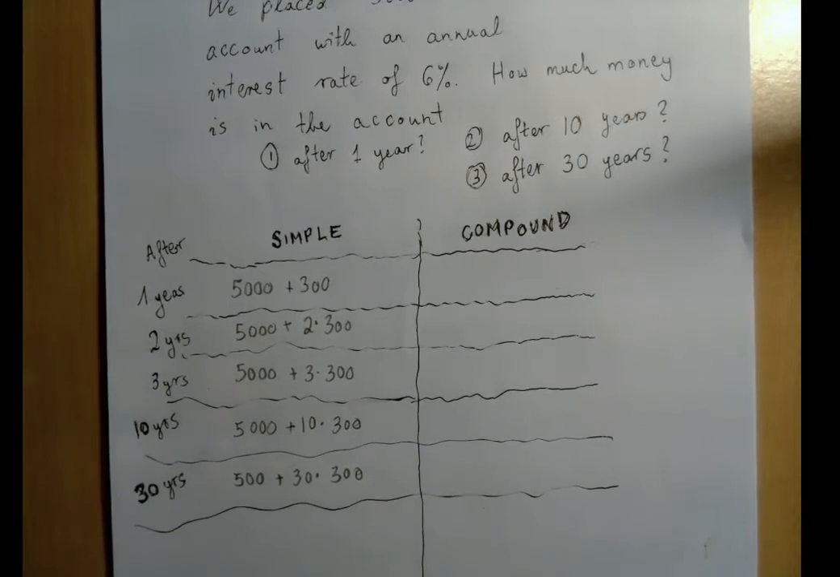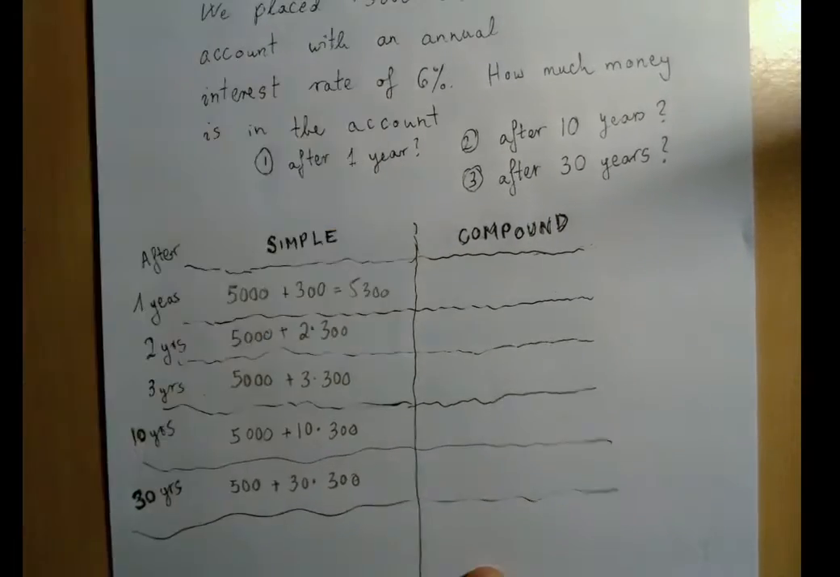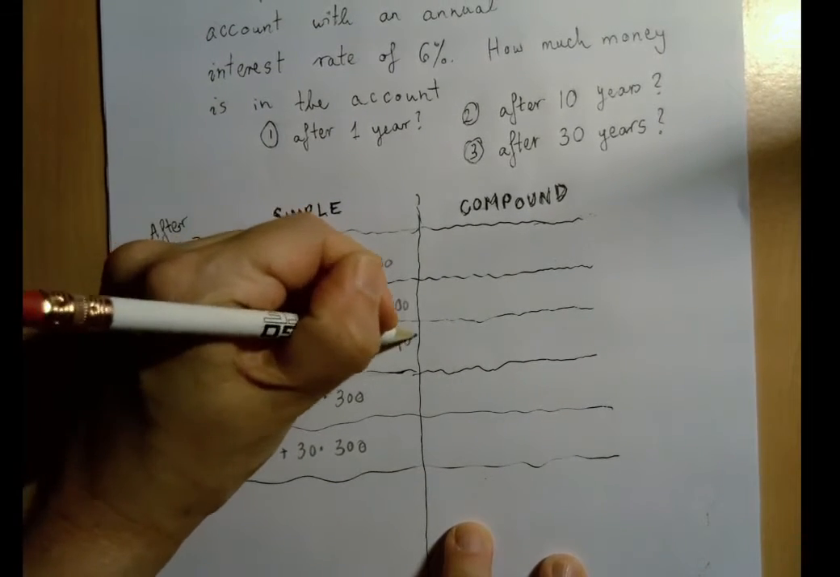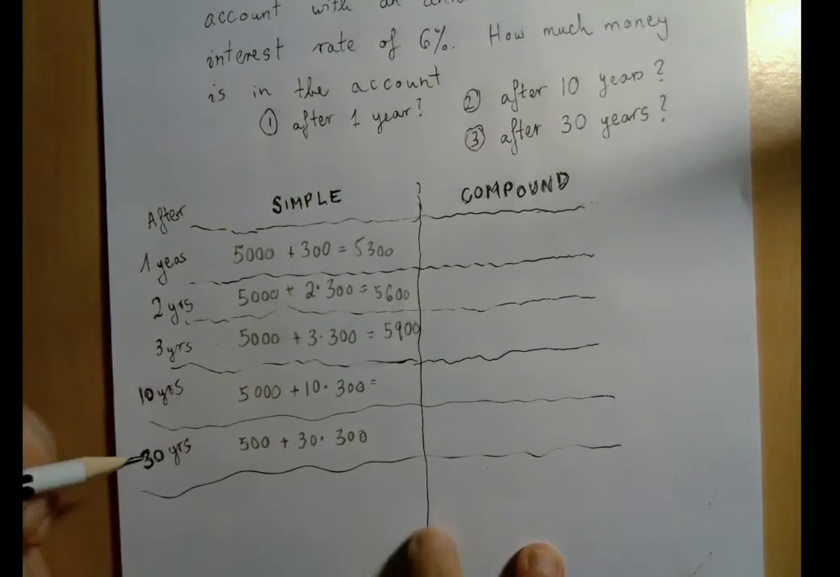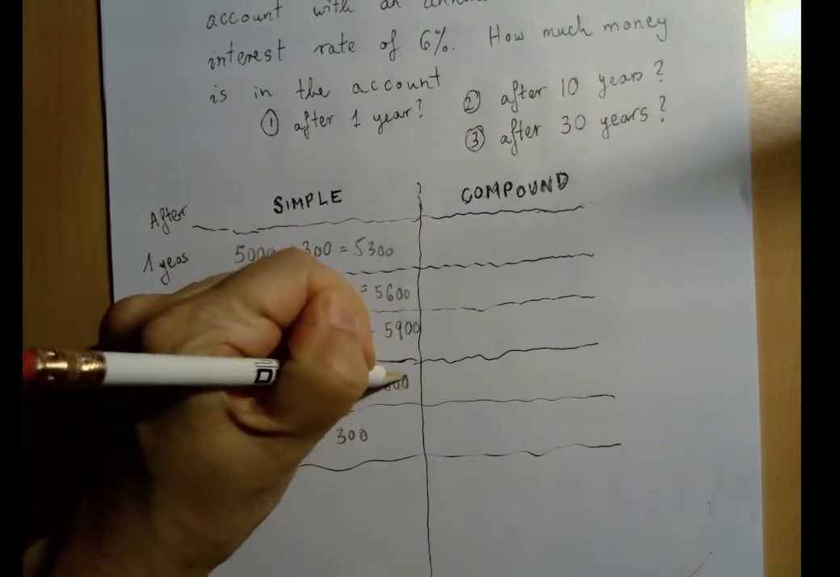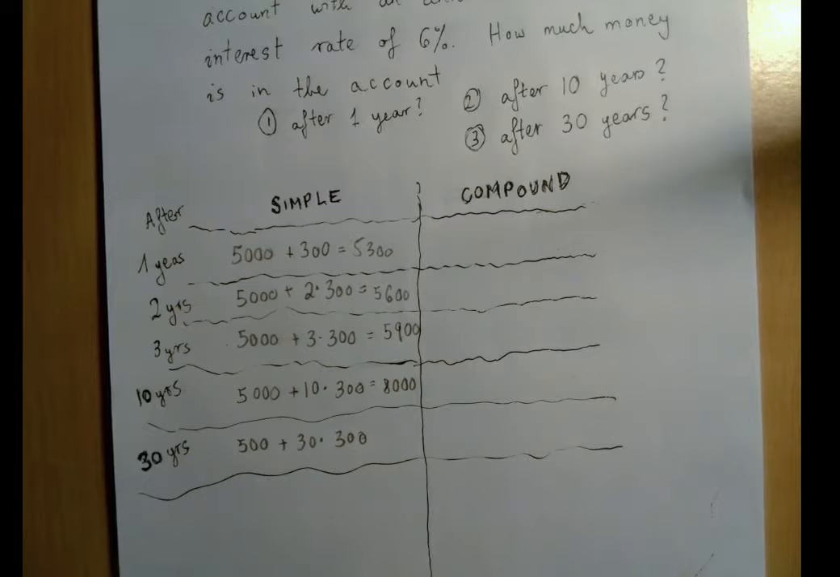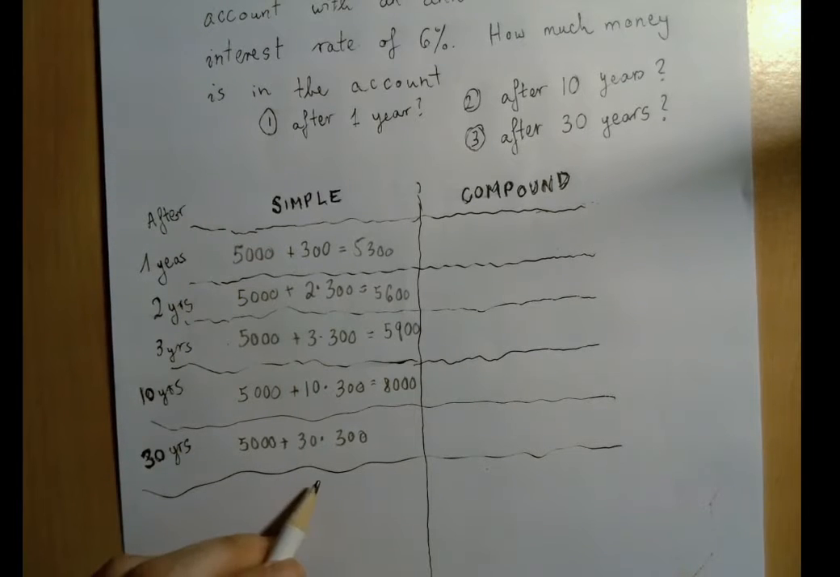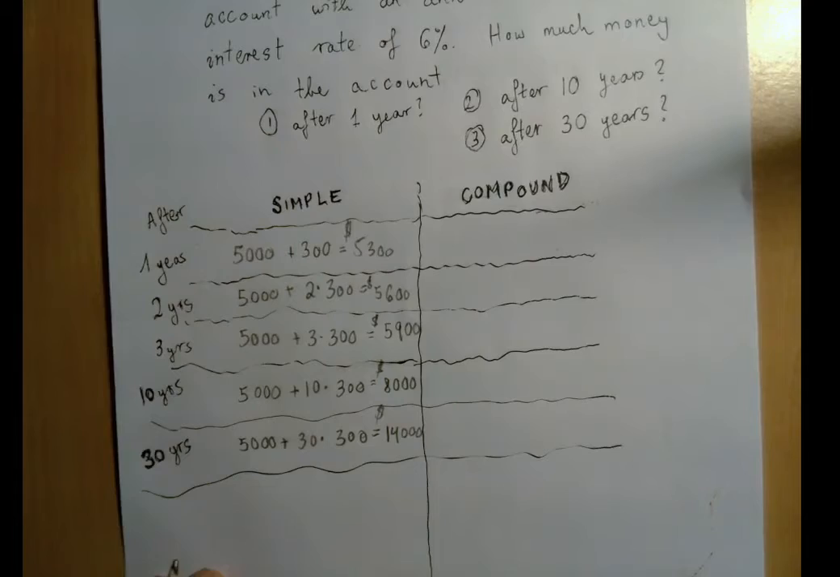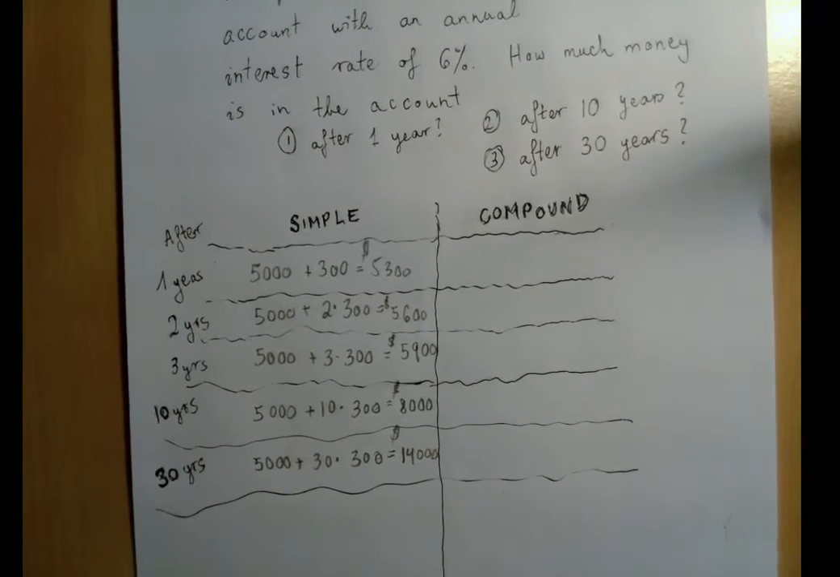So let's see, these values are 5,300, this one is 5,600, 5,900. After 10 years, the interest is 3,000, so we have $8,000 in the account. And finally, 9,000 plus 5,000 is 14,000. Okay, so that's with a simple interest rate.